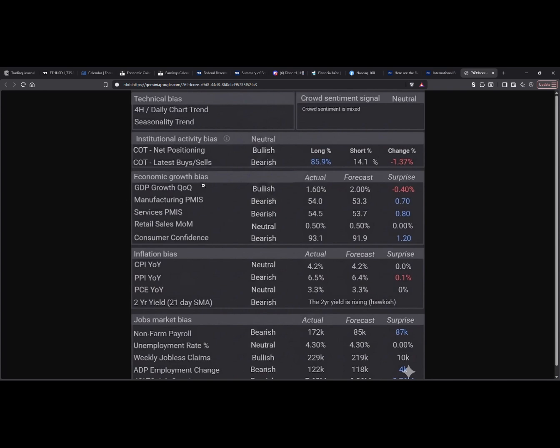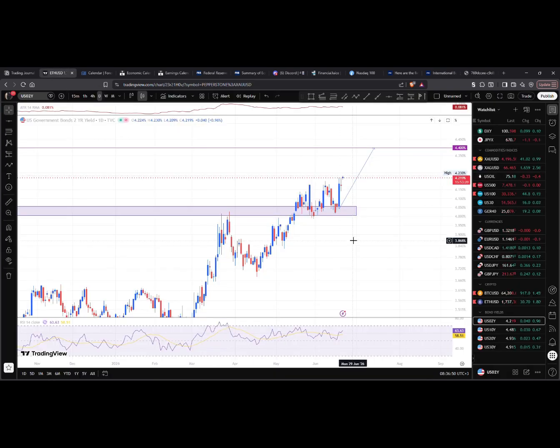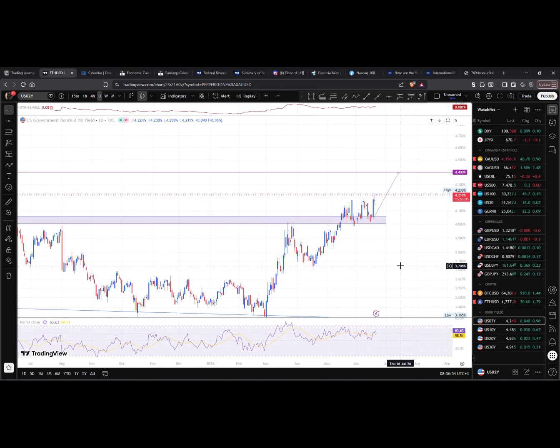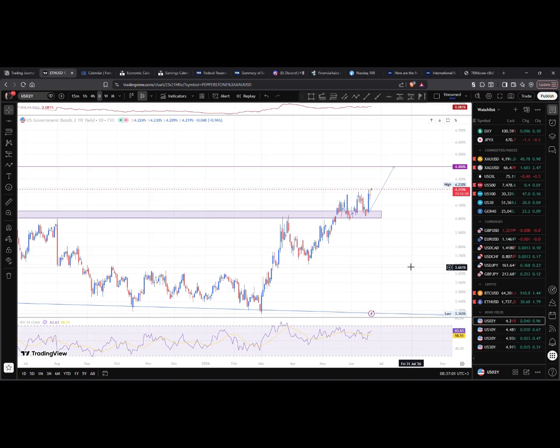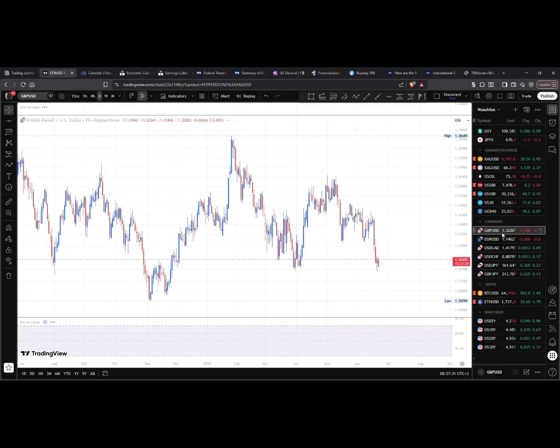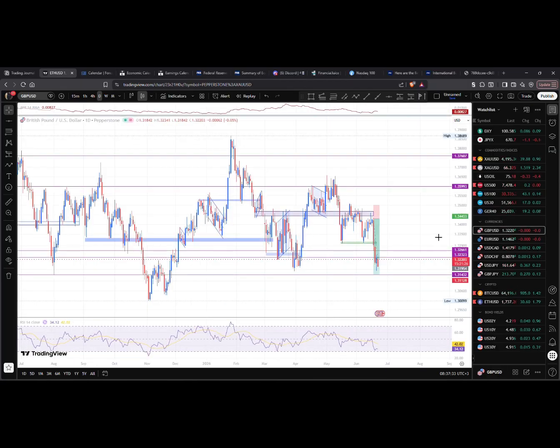And again, the US economic growth seems resilient. So yeah, we could see them push significantly higher. So as long as yields remain elevated and inflation remains sticky, I'll remain aggressively bullish on the dollar index for now. Yeah, so that means I remain bearish on GU.